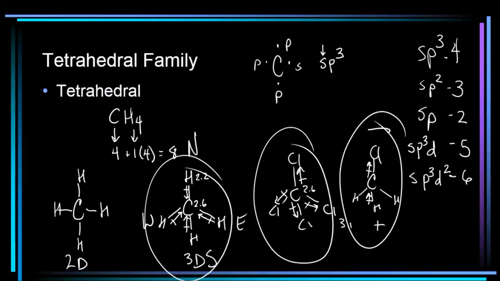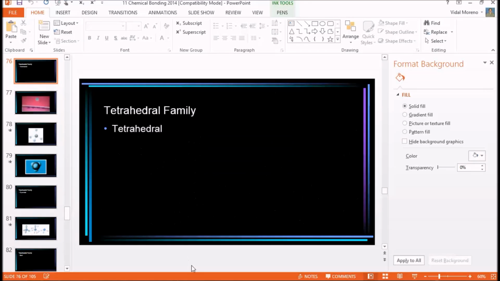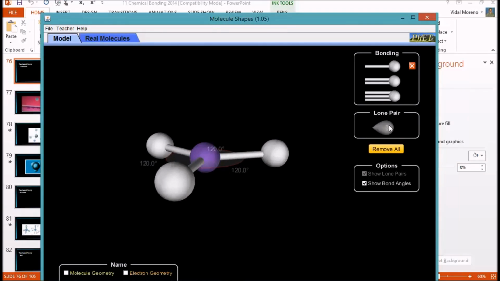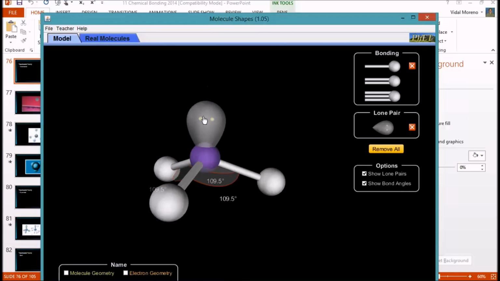This guy's brother. His name is Pyramidal. We're going to take away a shared pair and add an unshared pair. This little ghost-like figure is an unshared pair. Okay? Let me get rid of this, the angles are wrong. The angles are only between shared pairs.